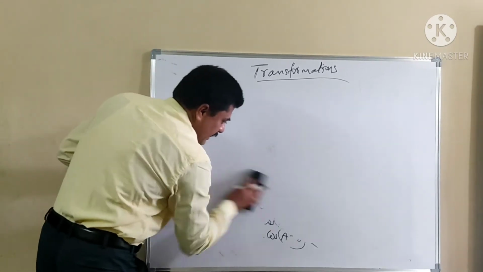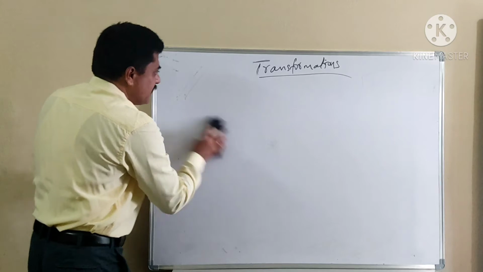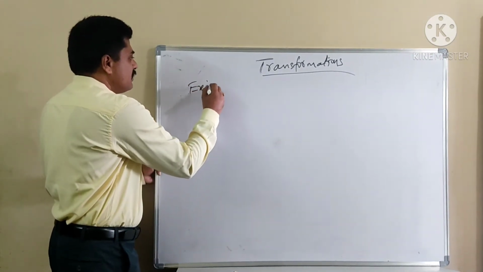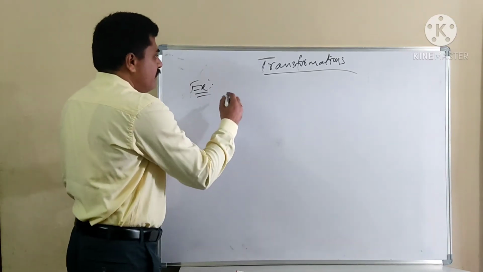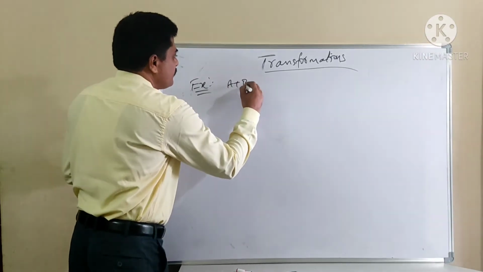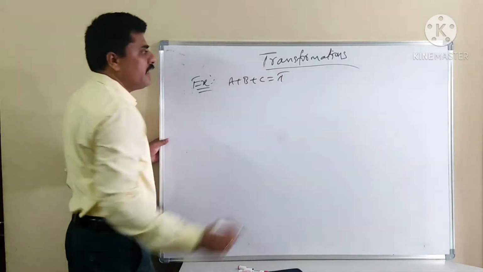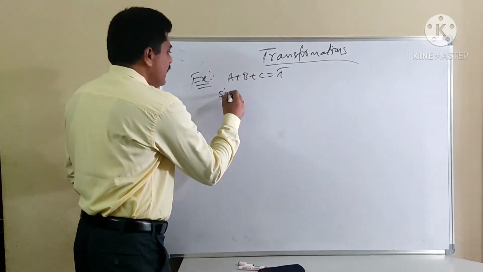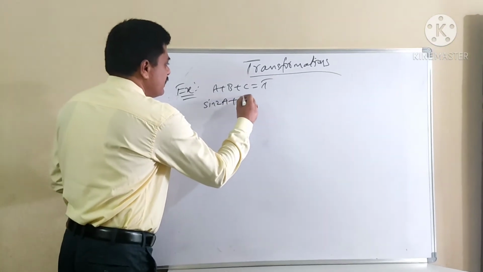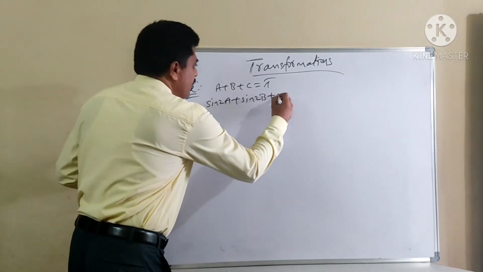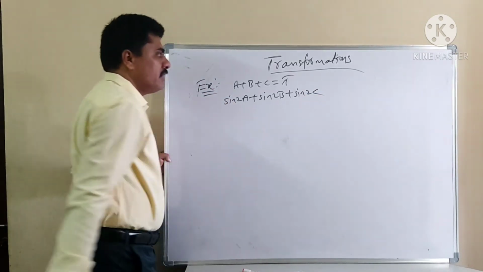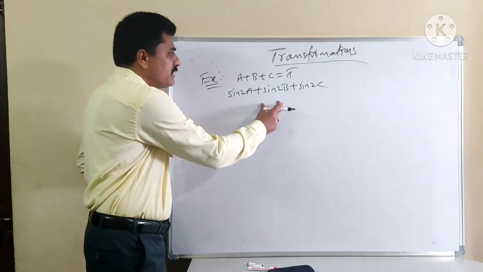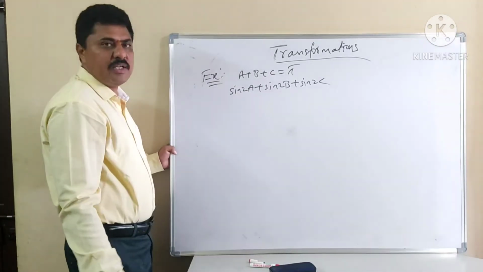Sum of the angles are given here. So, what are these angles here? Now, for example, I am proving one problem. If A plus B plus C is equal to pi, that is 180 degrees, then prove that sin 2A plus sin 2B plus sin 2C is what? We have to calculate the value of sin 2A plus sin 2B plus sin 2C.